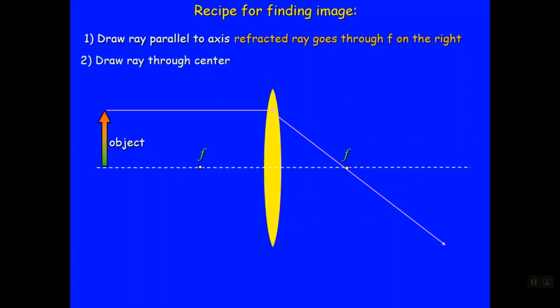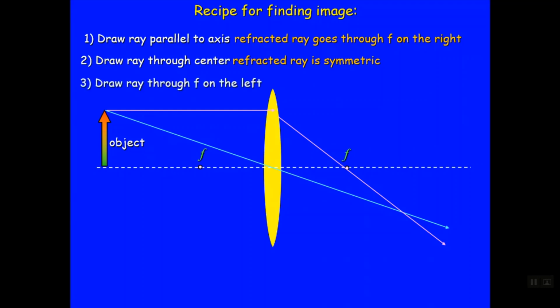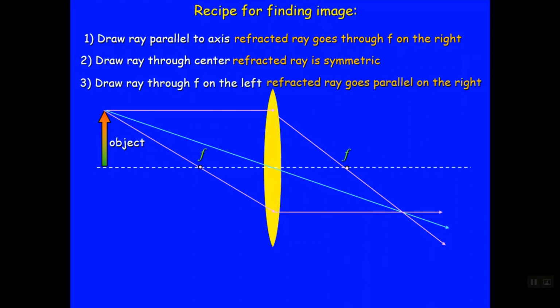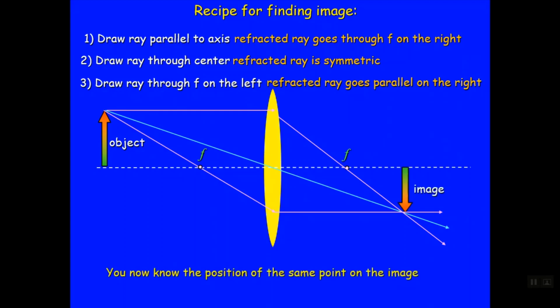The second step is we draw the second ray through the center of the lens. We call that the optical center, and we extend it straight through. Its refracted ray is symmetric, so it's just a straight line. Then the third ray we draw through the focal point on the left, up to the middle of the lens, and then the refracted ray goes parallel to the right. If you can see where all three of these rays come together, that is where our image would be formed.